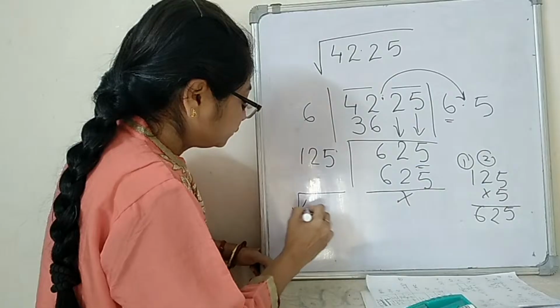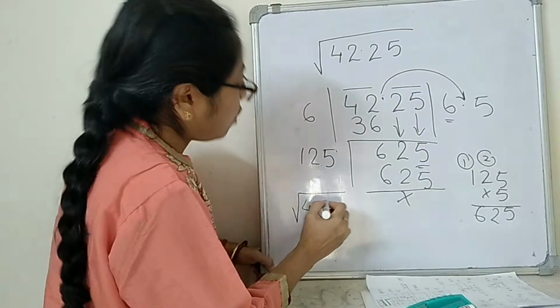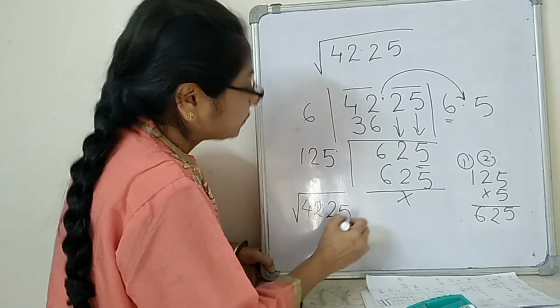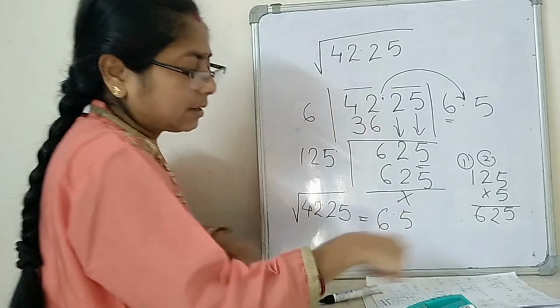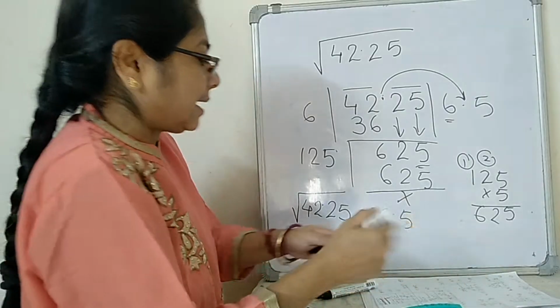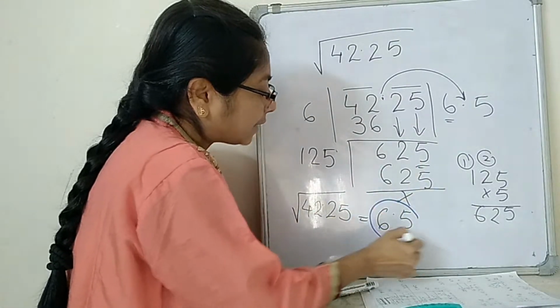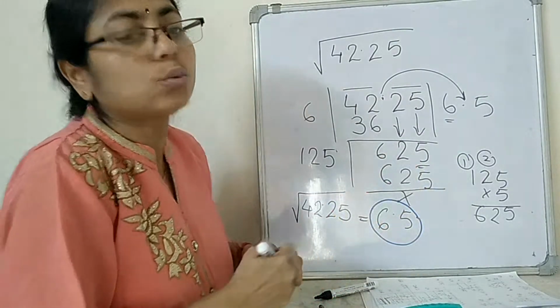Root of 42.25. The answer is 6.5. Our answer is 6.5. I repeat the process one more time.